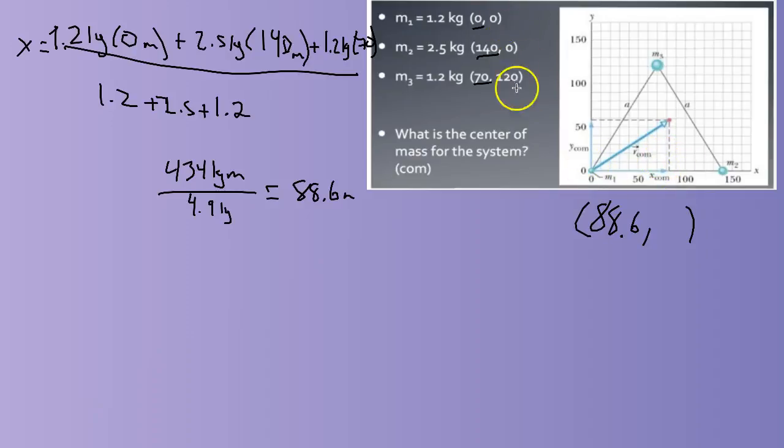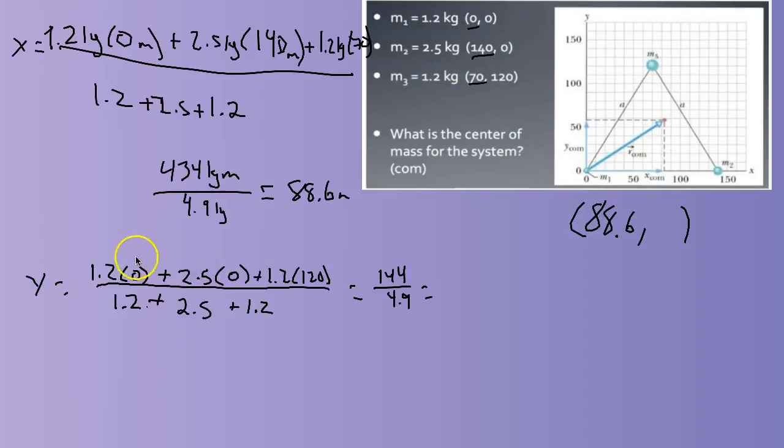I want you now to use our y values to solve for the y coordinate of our center of mass. Okay, go ahead. So we add them all up. Each of these has a y coordinate of 0, and this one had a y coordinate of 120, with our combined mass down here. We get a y center of mass of about 29.4 meters. We'll put it right there. And that would be the center of mass of our system.